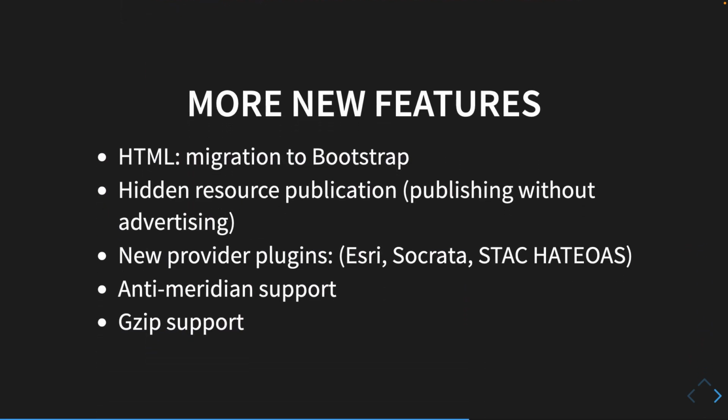More new features. We moved on our default HTML look and feel. We migrated from using mini.css to Bootstrap itself. We also implemented hidden resource publication. So this might be a situation where you would like to make a resource available through pygeoapi, but not necessarily publicize it. You may want to have some experimental data or an experimental collection for a given point in time. So through some easy switches in the configuration, you're able to do this by providing hidden resources, if you will.